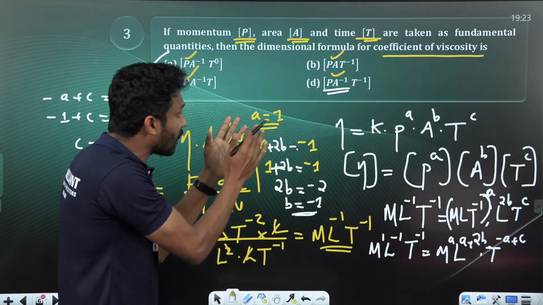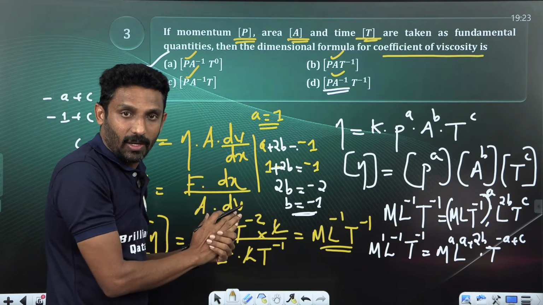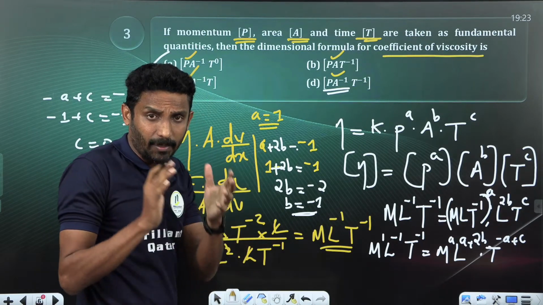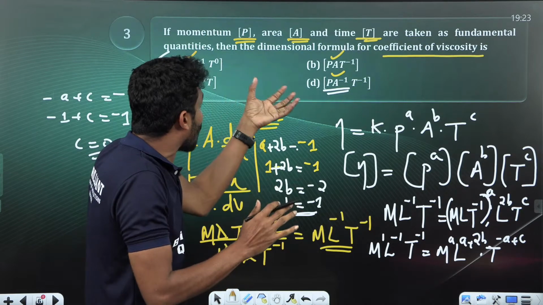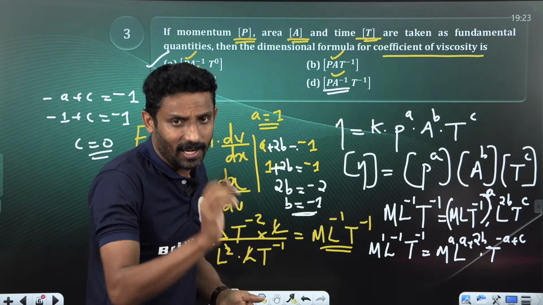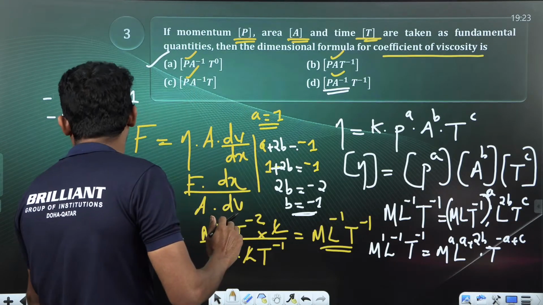Understood? This is an important question, but a very simple question only. Many questions like this were asked in previous JEE Main examinations, from this type of question, meaning the uses of dimensional analysis. Understood? Then we can move on to the fourth question.